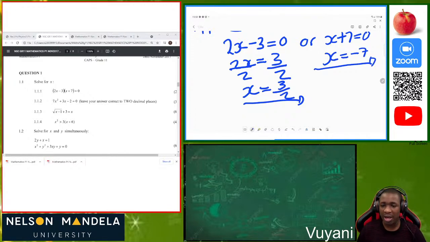So always when you're given this kind of equation, you're already given factors. It has been factorized for you already. You just have to equate the brackets and set them equal to 0. Then after that you solve for x and make x the subject of the formula.